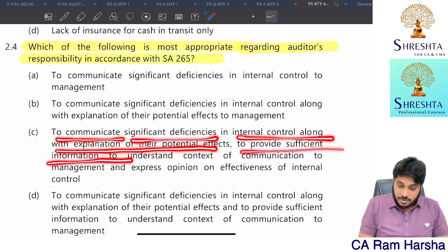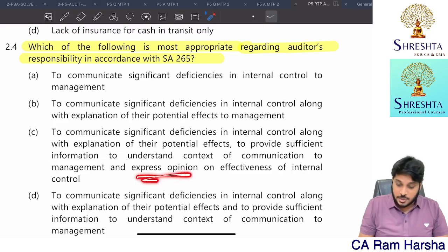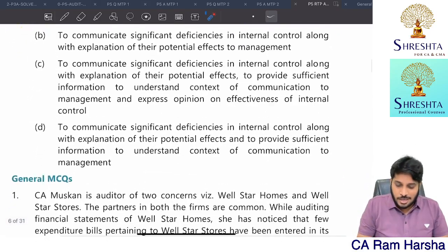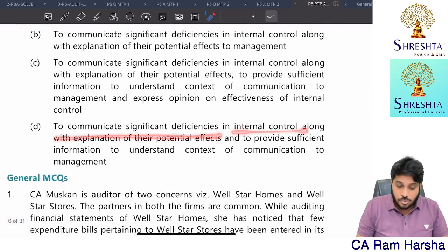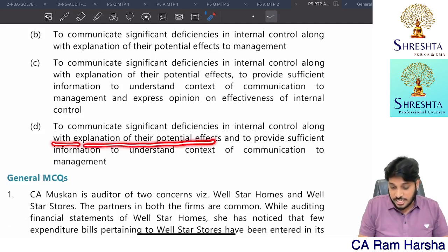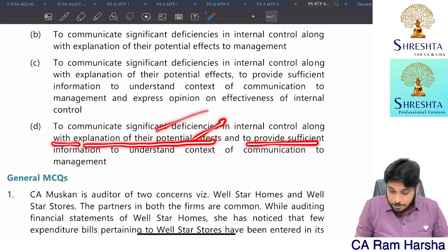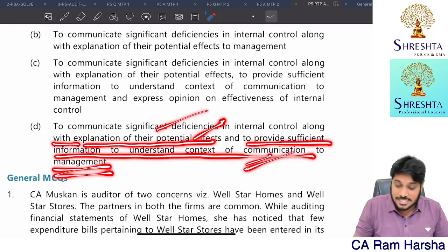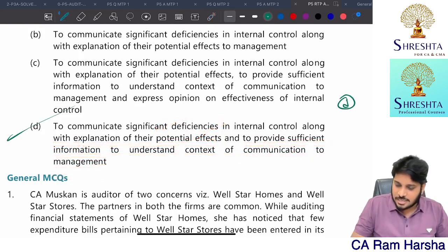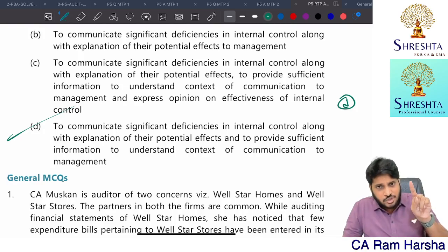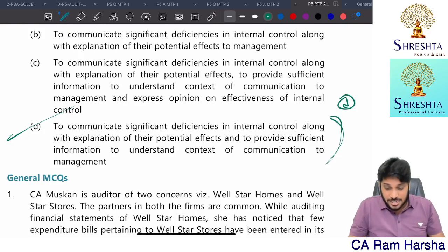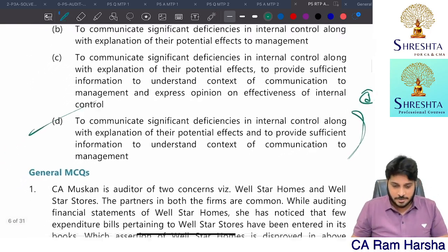To provide sufficient information to understand the context of communication and express opinion on the effectiveness. We need not express an opinion on effectiveness of internal control. To communicate significant deficiencies in internal control along with explanation of their potential effect. Of course, SA 265 says very clearly, and provide sufficient information to understand the context of communication to the management. Yes, this is important. This is exactly direct communication of significant deficiencies to management and those charged with governance. There is a side heading. There is a question in our book in SA 265, the last question. Inside that this point is clearly explained. So the answer is option D.